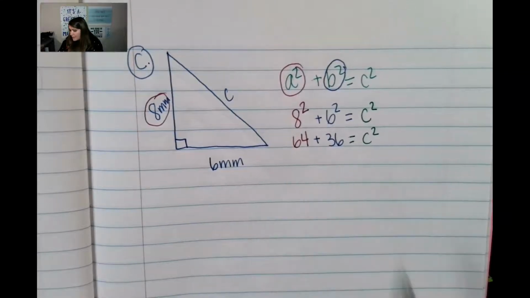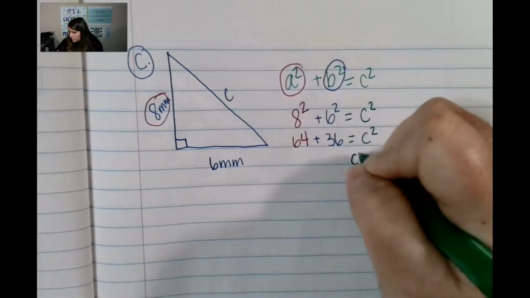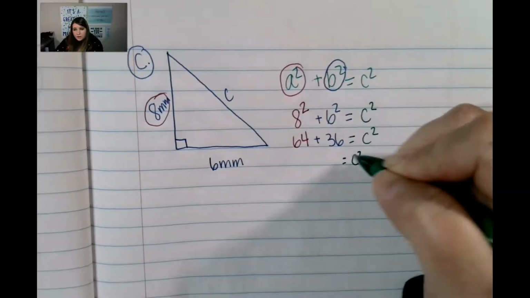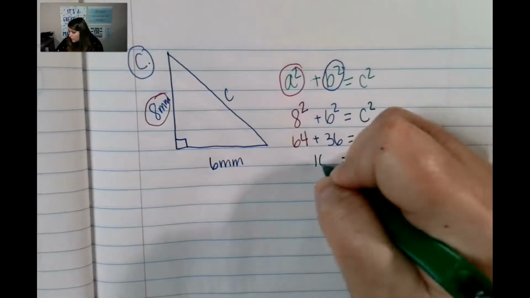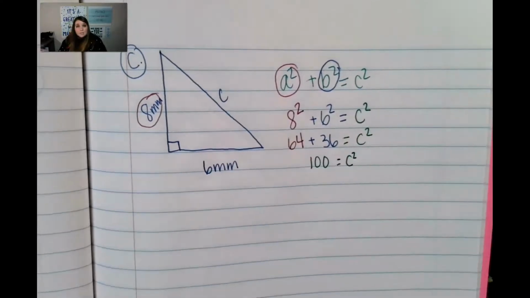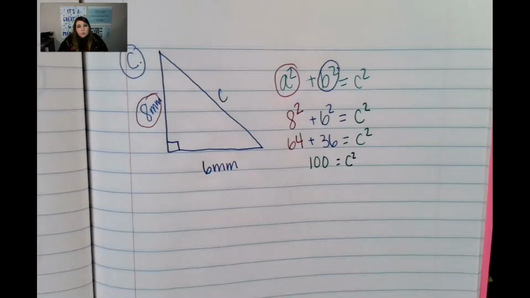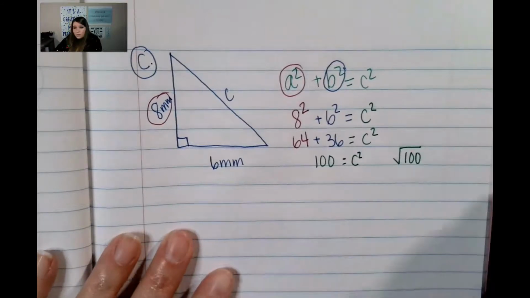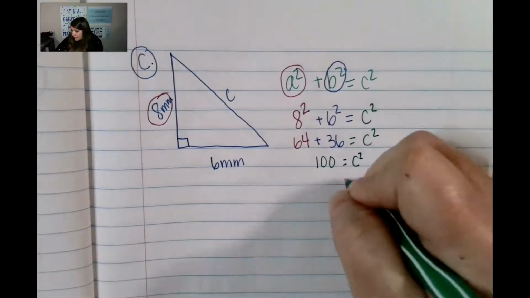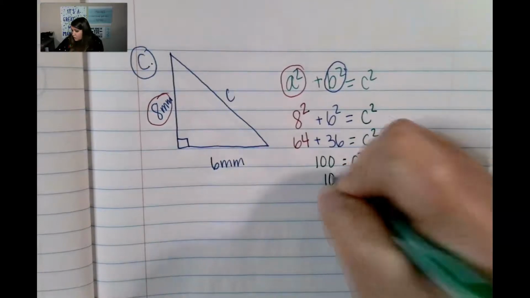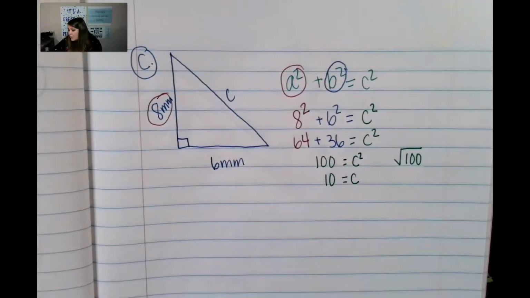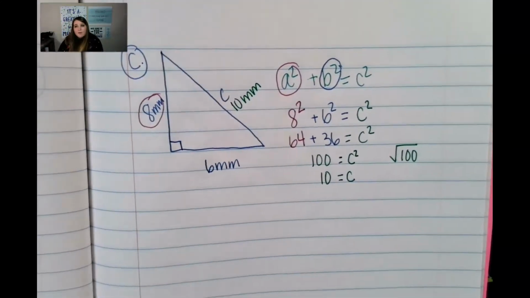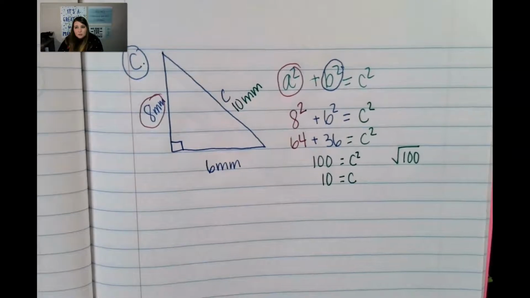We need to add these up so that we can find out what c squared is. So when c is squared, it equals 100. So our job is to unsquare it, or find the square root of 100. Well, we know that 10 times 10 gives us 100. So 10 is letter C. So 10 millimeters is the length of the hypotenuse.